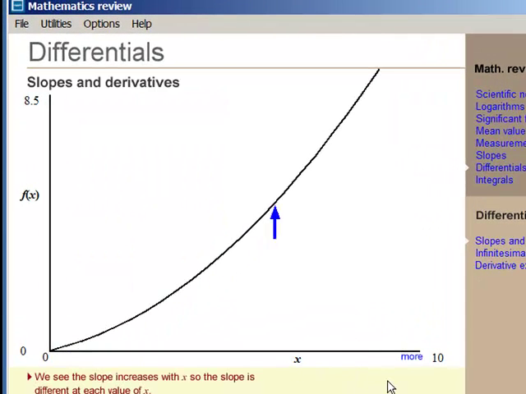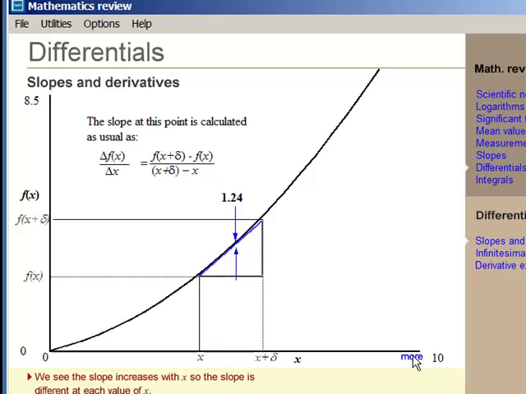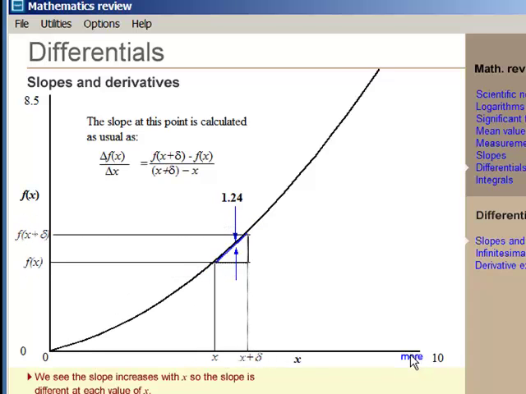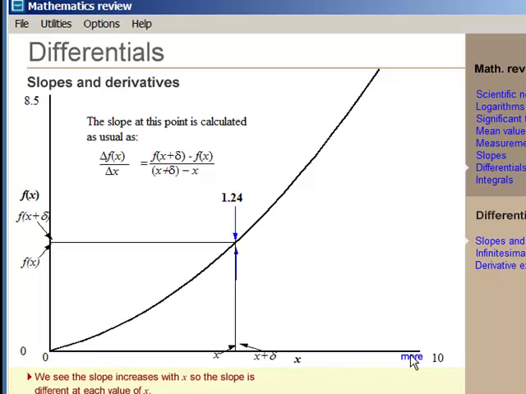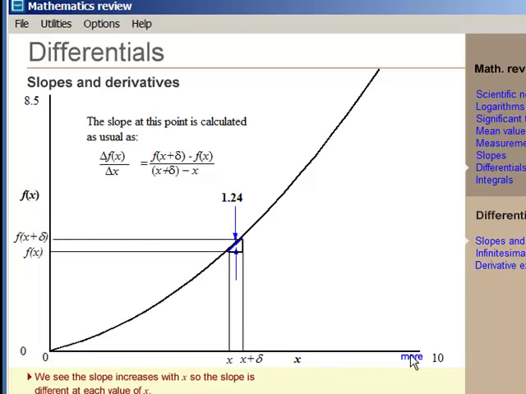Most functions have different slopes at different positions. Here the slope of f of x increases with increasing x. If we take the slope at a point, making it smaller and smaller, we eventually get down to the derivative of a function at point x.